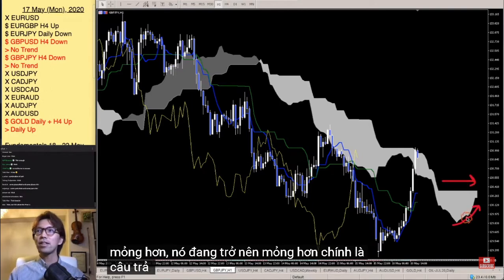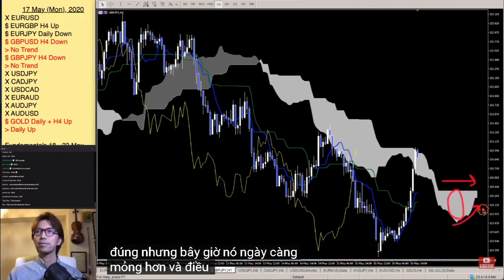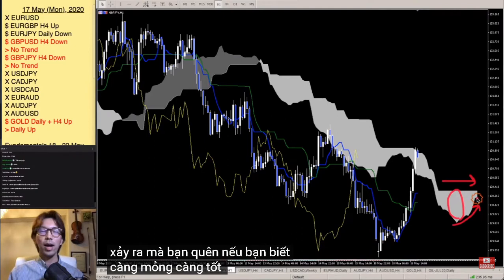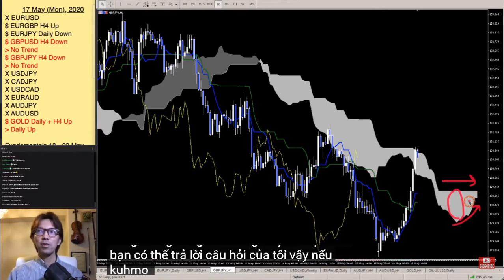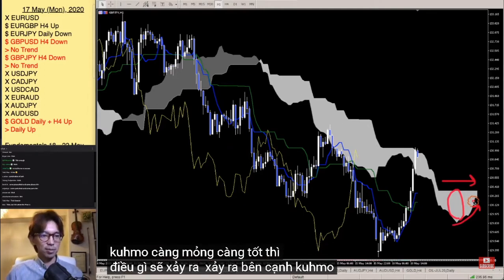So if you look at this part right here, this was thick, right? Pretty thick before, right? But now it's getting thinner and thinner. And what happens, right? What happens if it gets as thinnest as possible? What happens next? Can you answer my question? So if the Kumo becomes as thin as possible, then what's going to happen next to the Kumo?